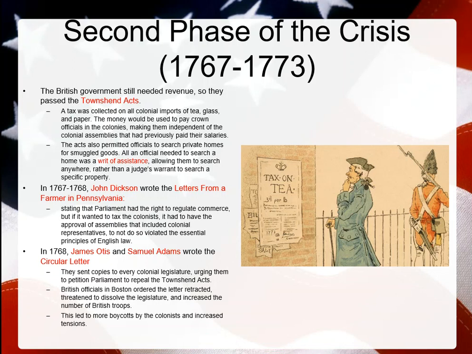So the colonies would pay the salaries of the officials, and now they're taking that power away from the colonies, which they're not going to be happy with, right? There was also another act passed that permitted officials to search private homes for smuggled goods, and this was more of a blanket search. So all they had to get was a writ of assistance, and that allowed them to search pretty much anywhere.